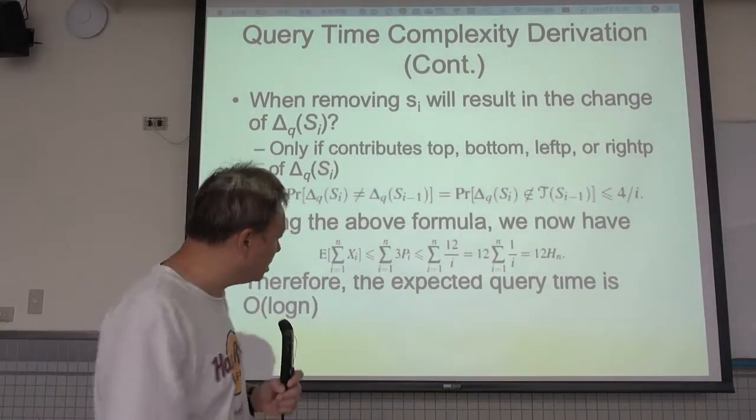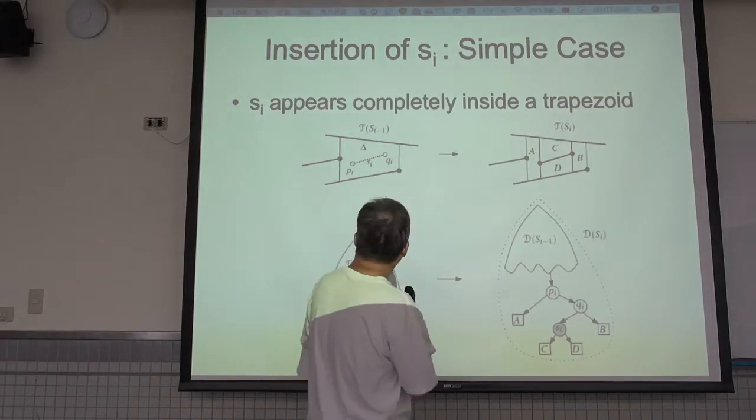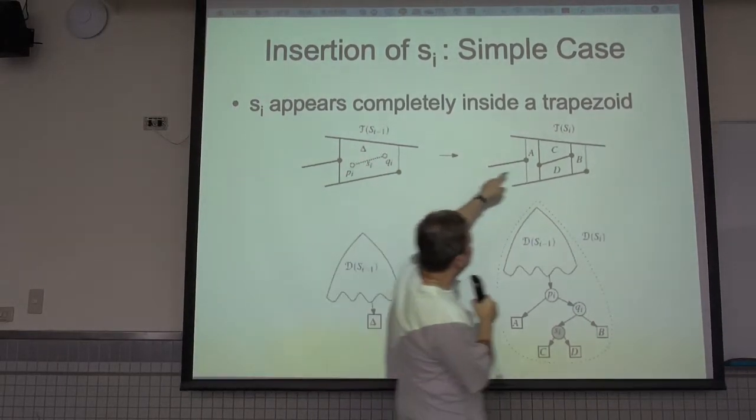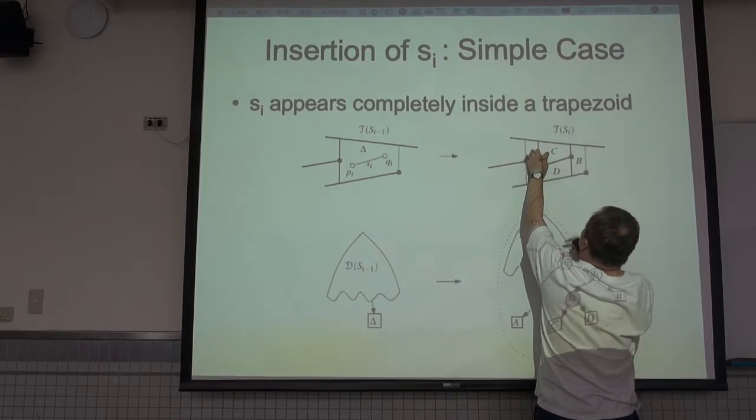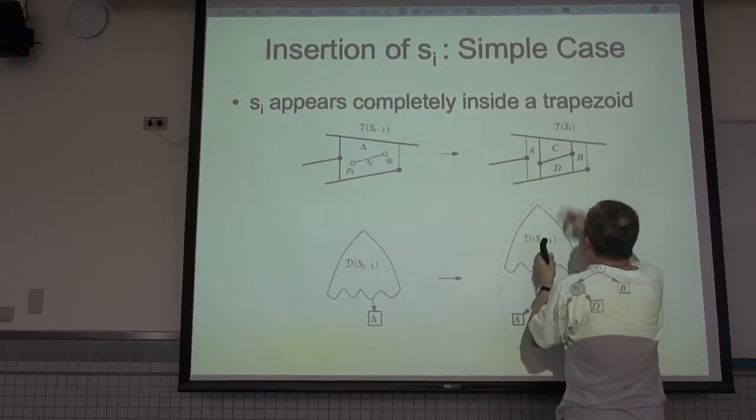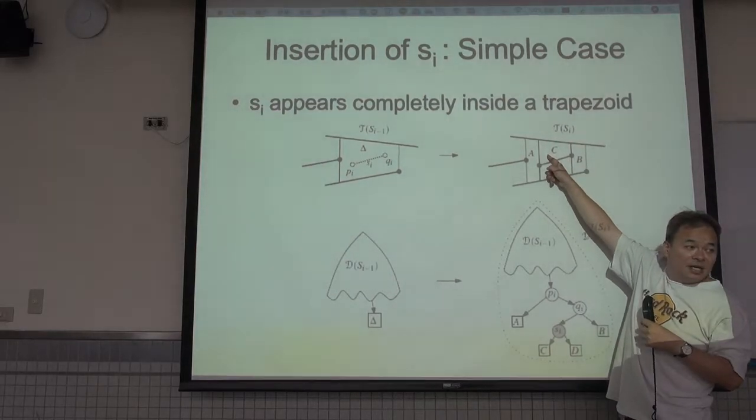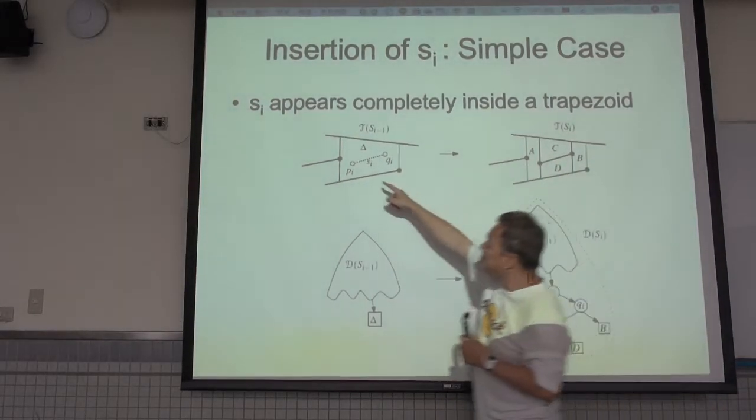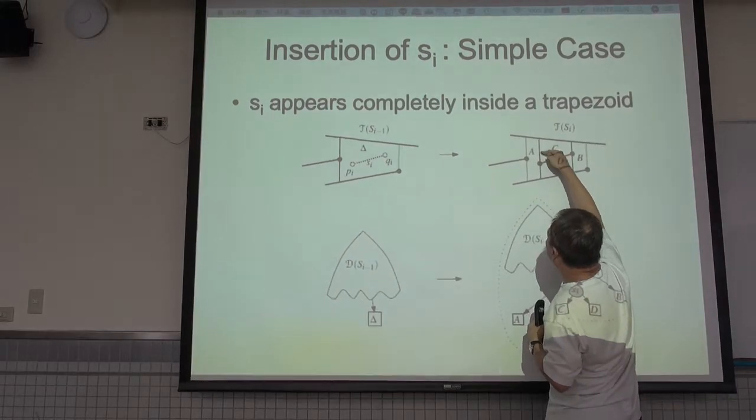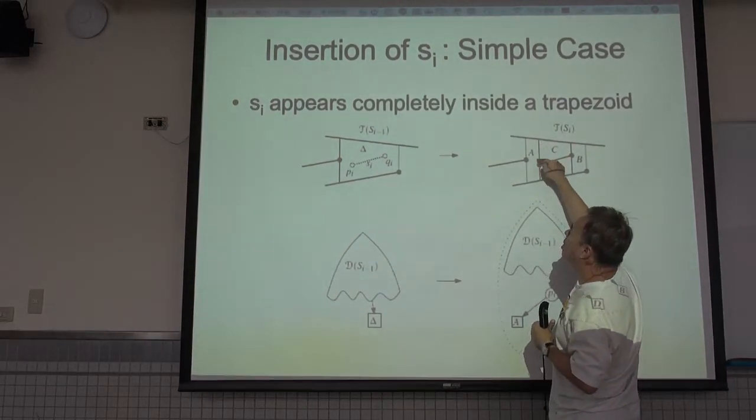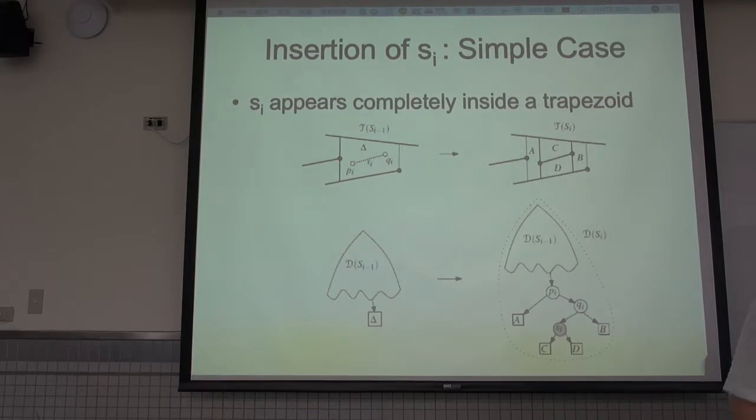So for example, let me again use this. Say Si is here. Removing this Si is going to destroy this trapezoid. Why? Because this Si contributes the bottom of this trapezoid, right? Or if it's here, then removing this Si is going to destroy the right p of this trapezoid, right? And so on. You can see what I'm talking about.